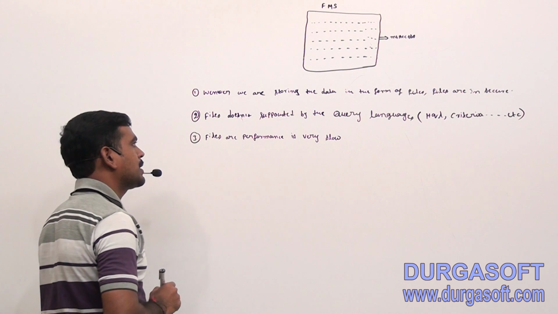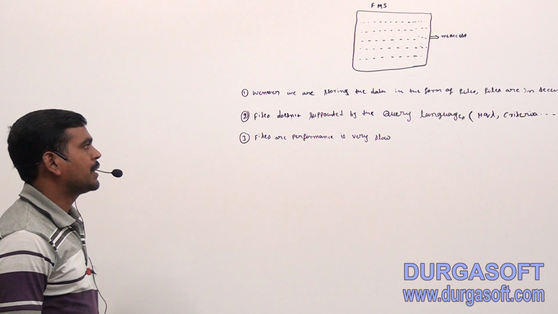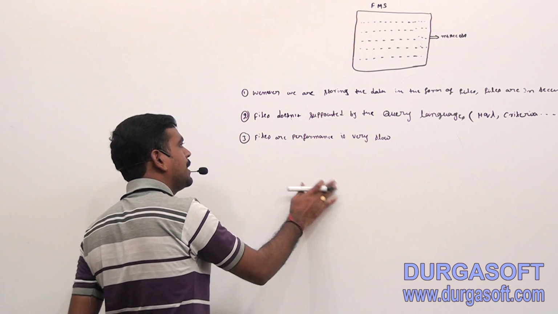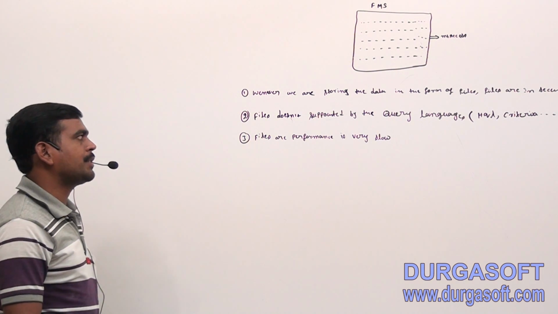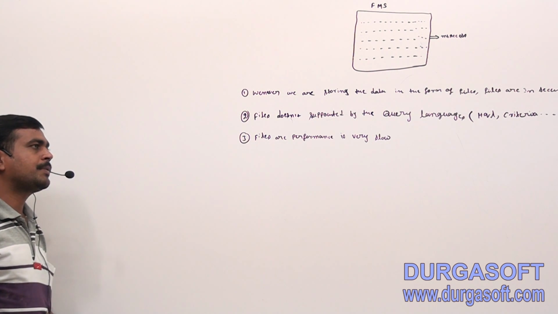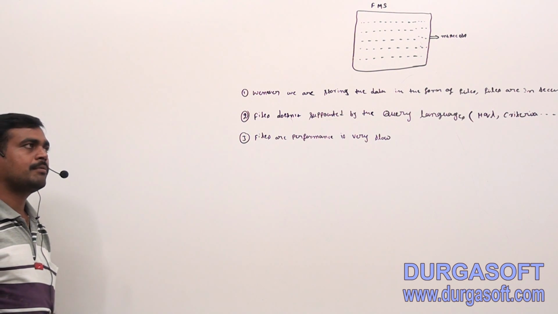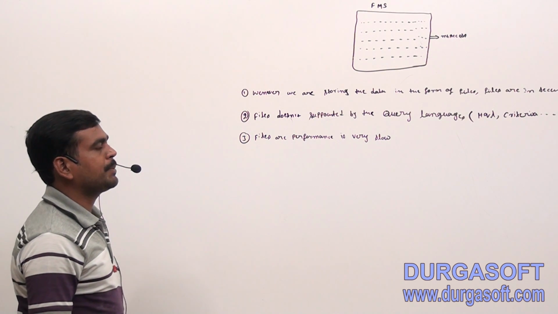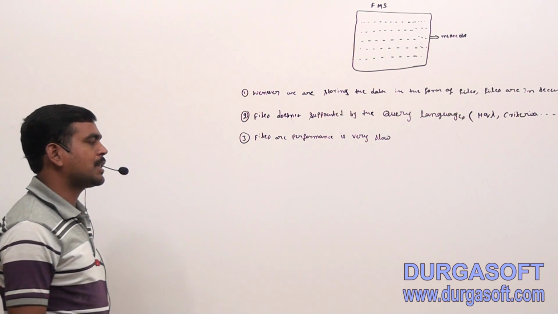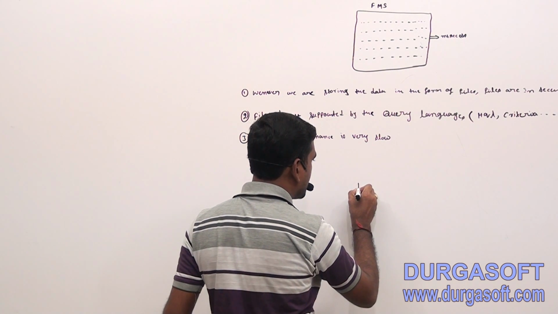Performance is very slow. Right? Okay. So now different disadvantages like this are there whenever we are using files. In order to overcome these problems, the industry people gave us the RDBMS, Relational Database Management System.